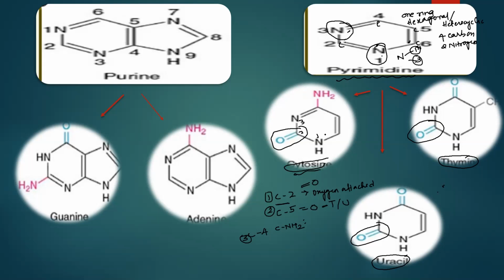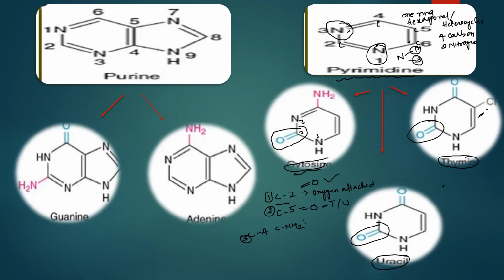In order to remember the structure, I have mentioned 3 points here. Remember that although it is a single ring, carbon 2 will always have a double bond oxygen, right? Now, the functional groups differ at carbon 5, and the presence of a double bond.